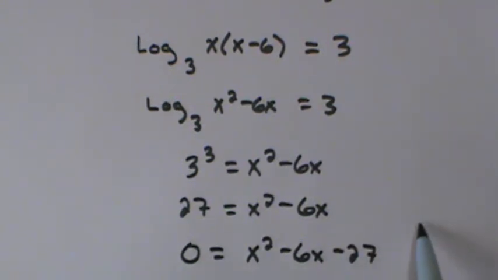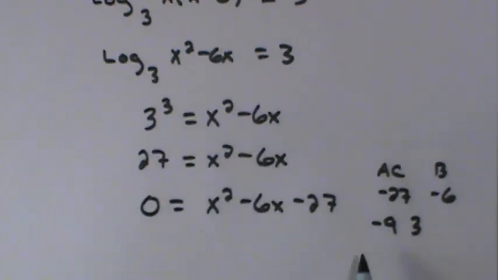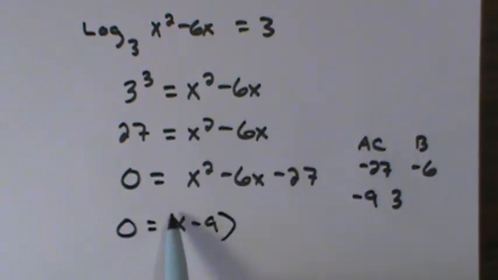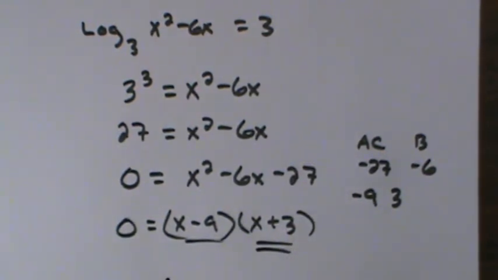If I AC it, I have an AC of negative 27, a B value of negative 6. I could create that with negative 9 times 3. Negative 9 times 3 is negative 27. Negative 9 plus 3 is negative 6, which means that this factors into x minus 9, x plus 3, and I've got two cases. Case 1, x is 9. Case 2, x is negative 3.